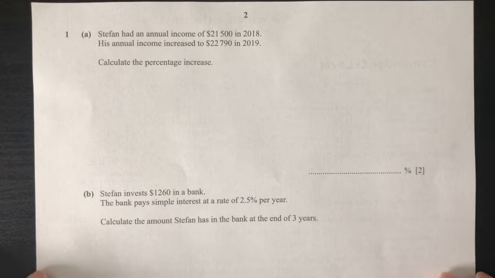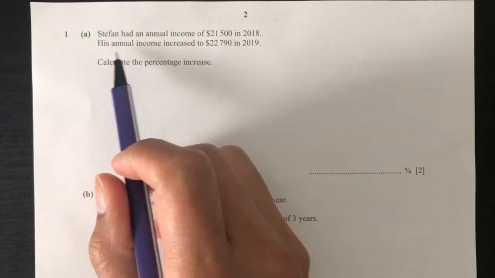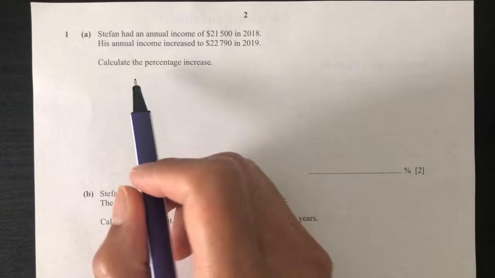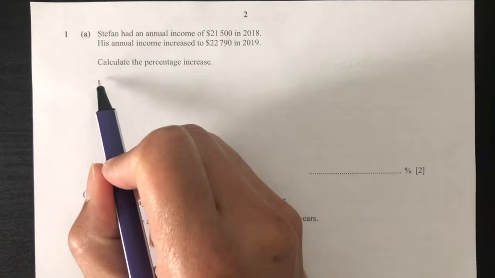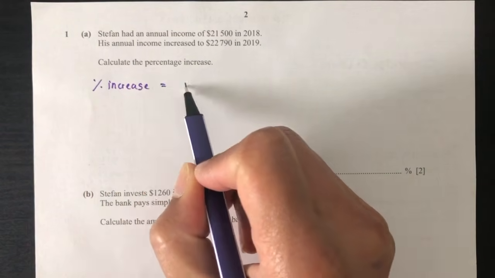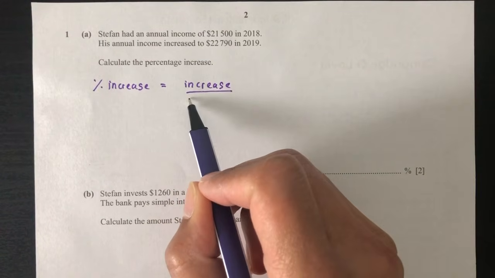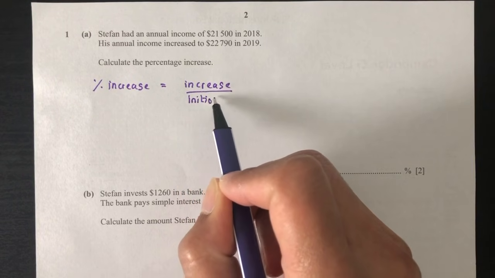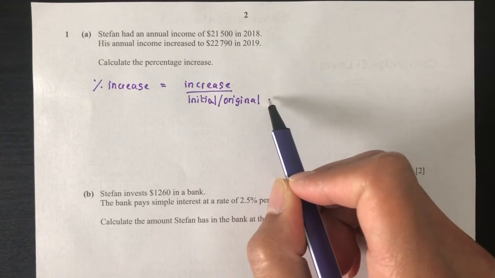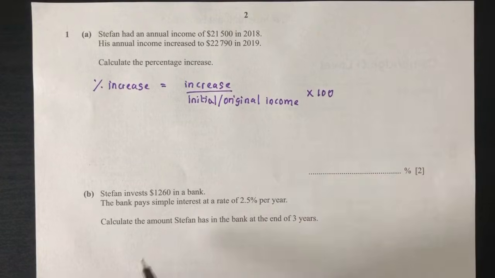So here we have Stefan has an annual income of 21,500 in 2018. His annual income increased to 22,790 in 2019. Find the percentage increase. So how do you find the percentage increase? You have to find the increase divided by the initial, or original, salary, so income, times 100 for percentage. So let's do that.